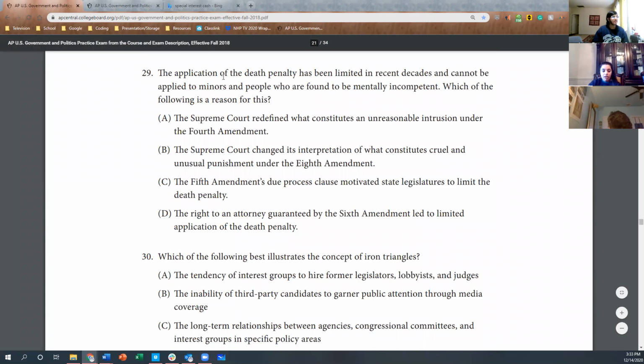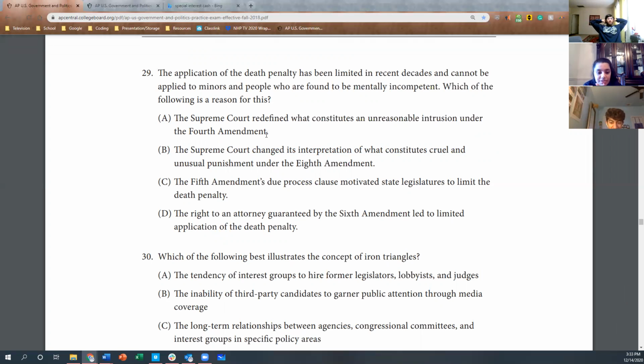Cool. The application of the death penalty has been limited in recent decades and cannot be applied to minors and so on. Which is the reason? This is the 8th Amendment, right? Yeah, so it has to be B. You just have to remember the different amendments. First Amendment, we know. Fourth Amendment has to do with... Read through all the answer choices. Fifth Amendment has to do with due process. 5, 6, and 7, and 8 has to do with cruel and unusual punishments, right? And then 4 has to do with privacy, I'm pretty sure.